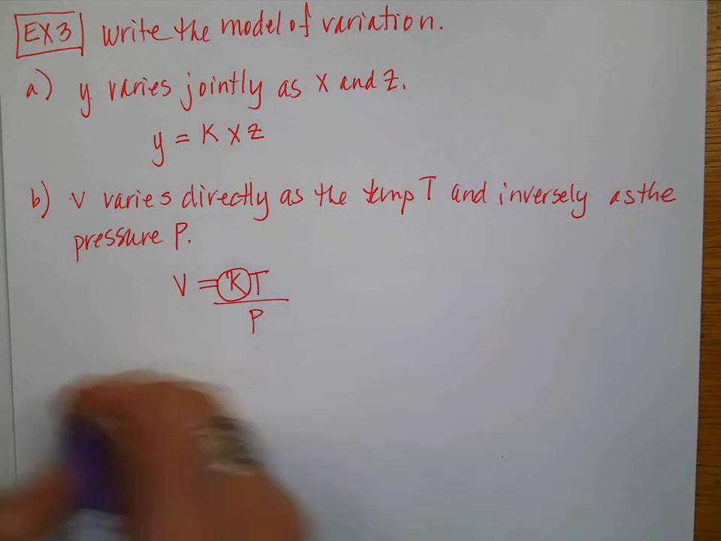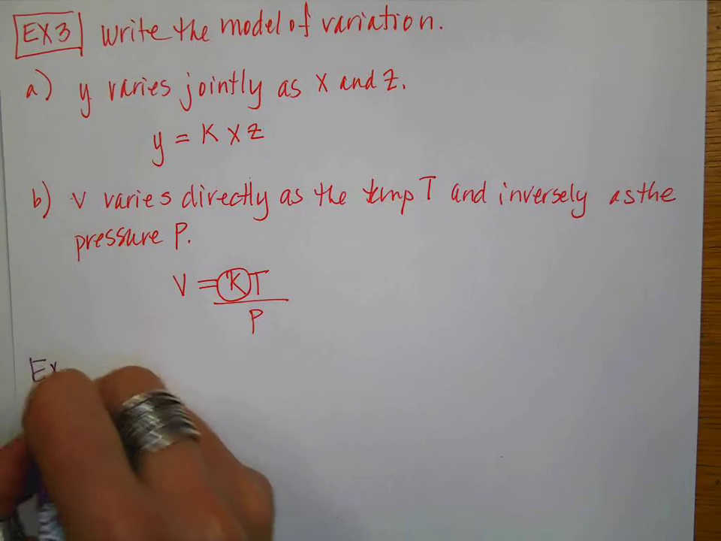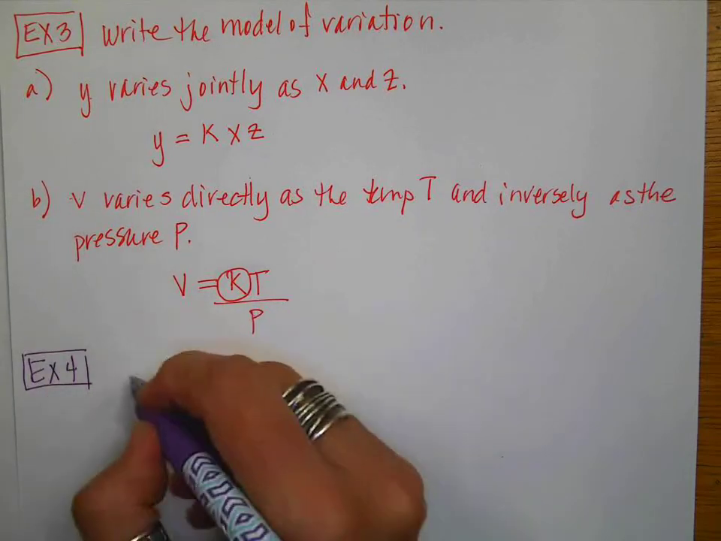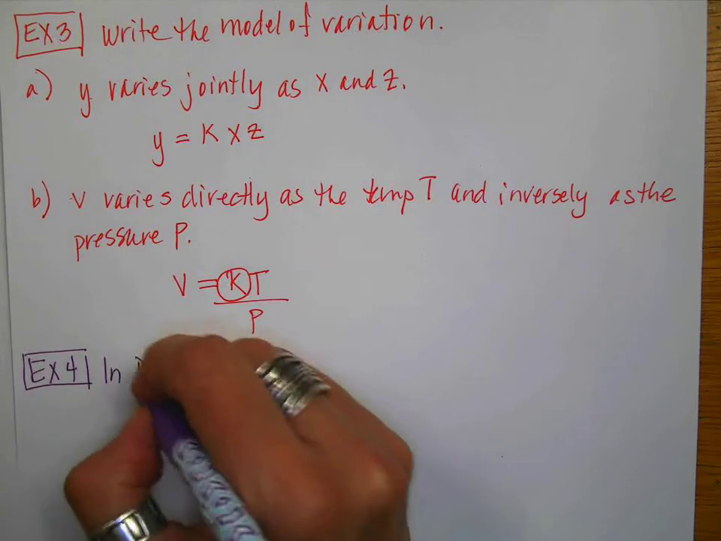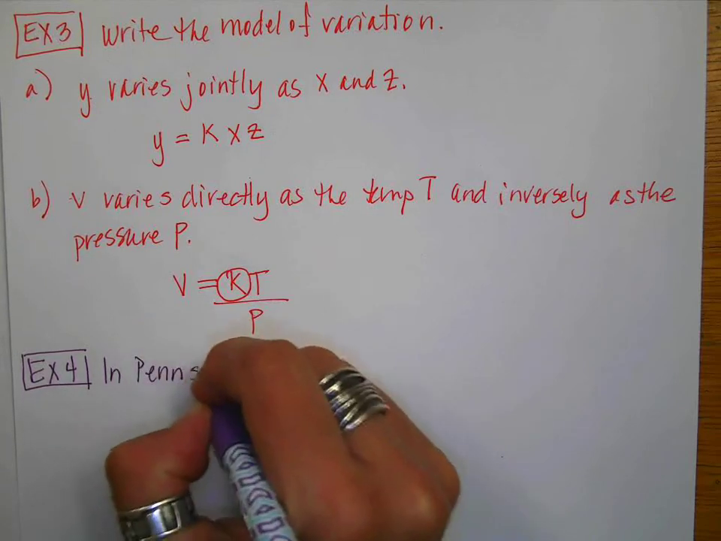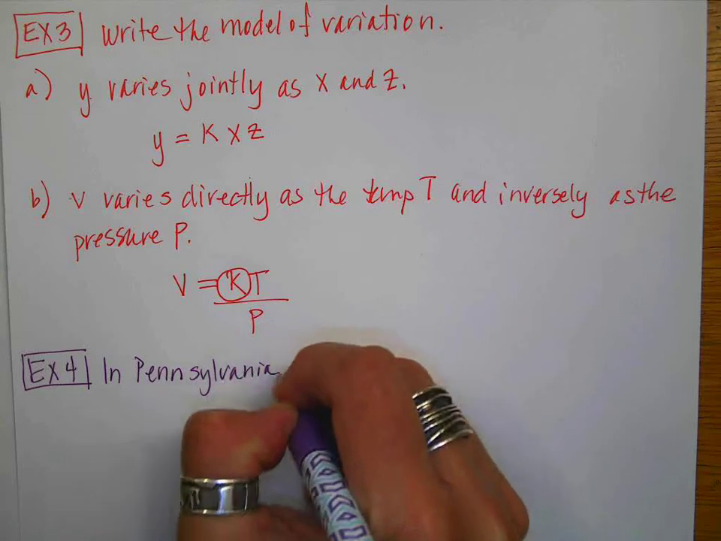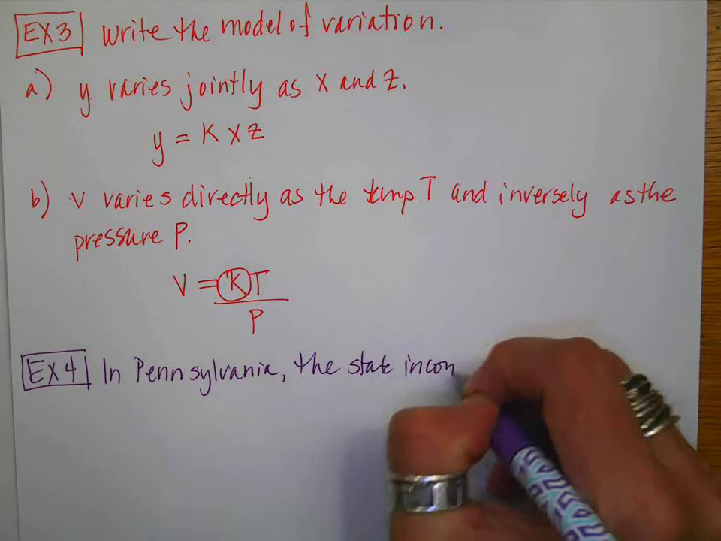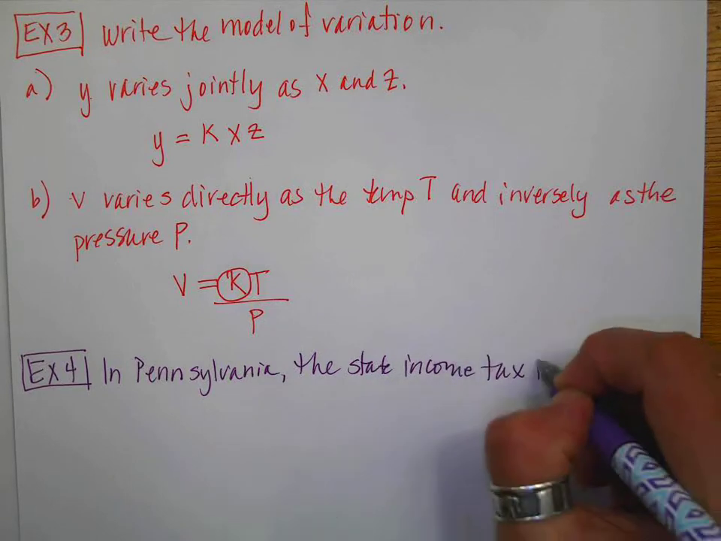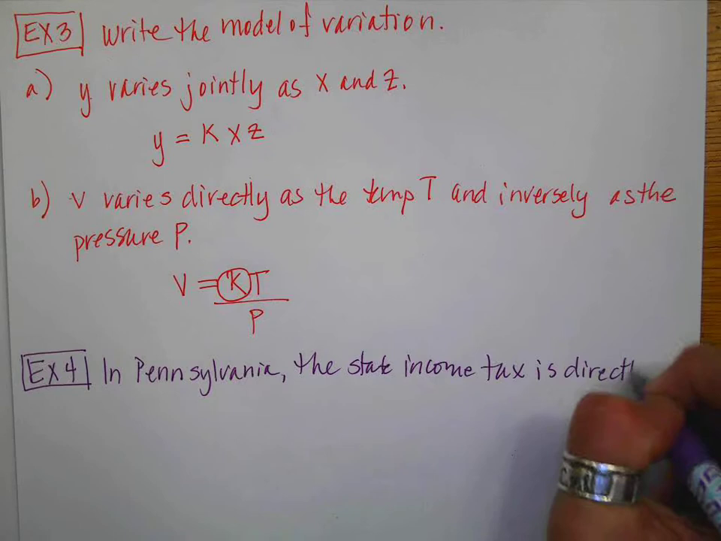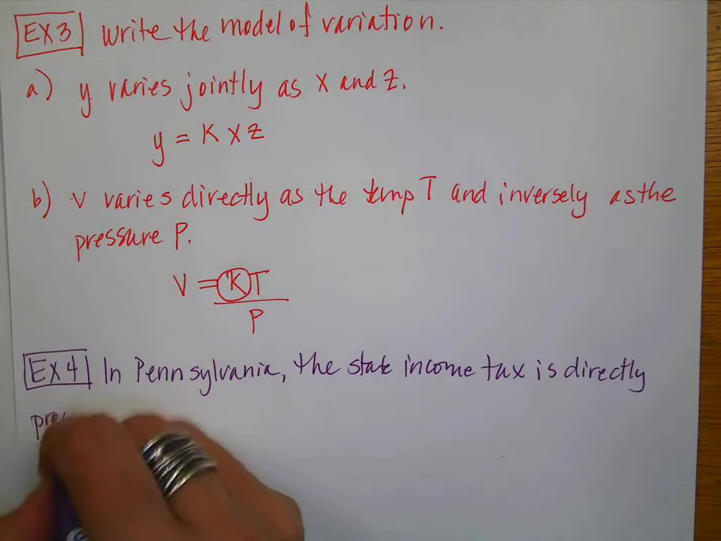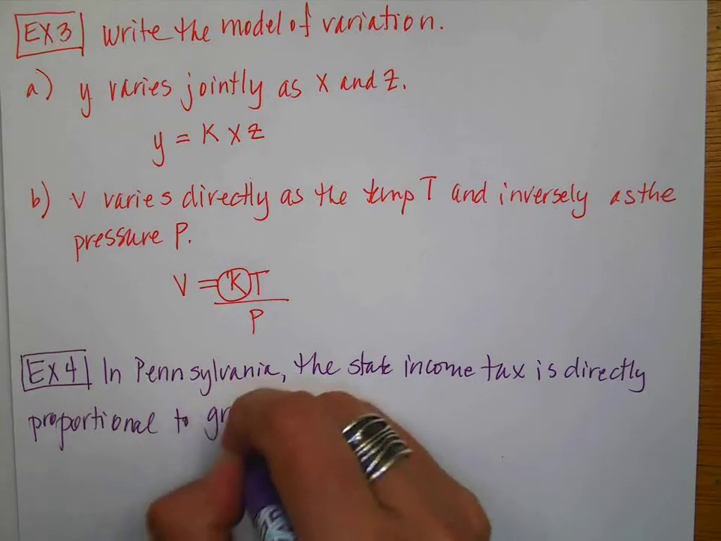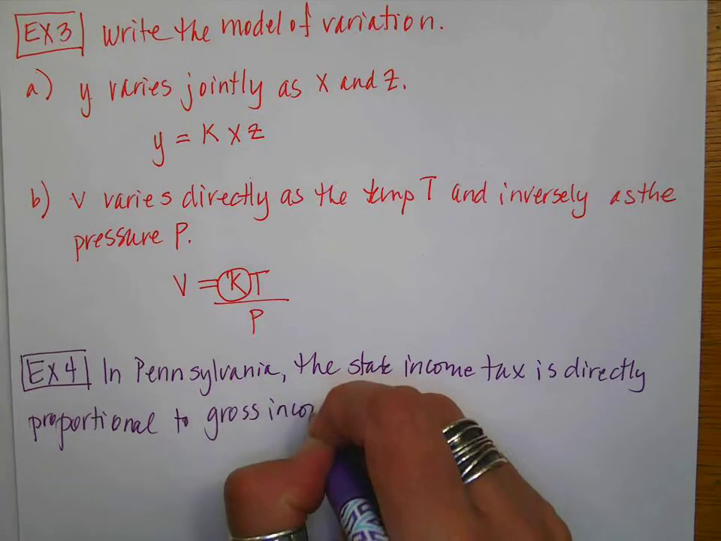All right, the next problem that we're going to do is a word problem. So again, it would be really nice if you wrote the word problem down so that you can have it to reference in the future. So just going to have to bear with me, SYLVA. So in Pennsylvania, the state income tax is directly proportional to gross income.